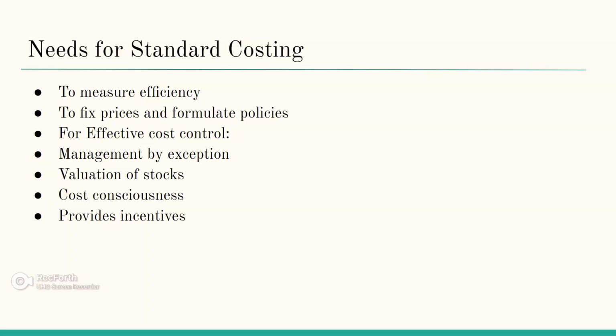7. Provides incentives. Under the standard costing system, materials and machines can be used effectively and economies can be effected in addition to enhanced productivity. Schemes may be formulated to reward those who achieve targets. It increases efficiency, productivity and morale of the employees.